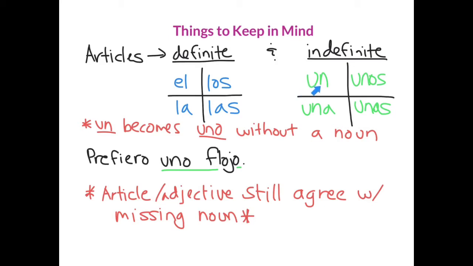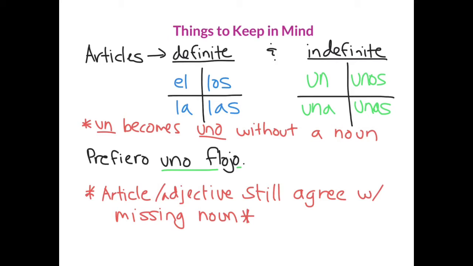Now remember that the article un, when it is not next to a noun, since we are taking away the noun, we have to revert it back to uno. So don't forget that. If I want to say I prefer a loose one, maybe I'm talking about an abrigo or something like that, I could say prefiero uno flojo. Un cannot float by itself without a noun here, so it becomes uno again. Prefiero uno flojo. So remember that un becomes uno when there's no noun. The other thing to keep in mind is that the article and the adjective that remain still agree with the missing noun, the original noun that we take away.